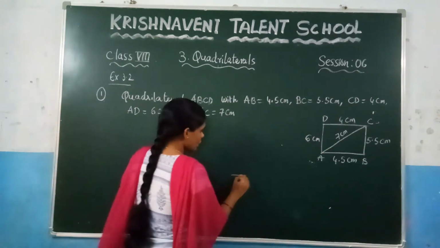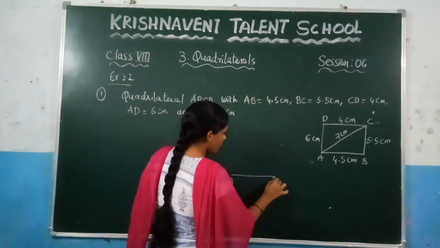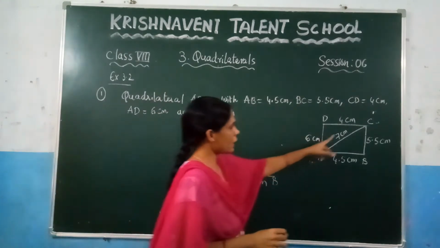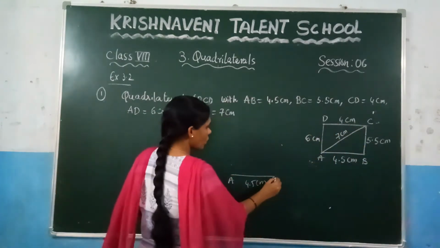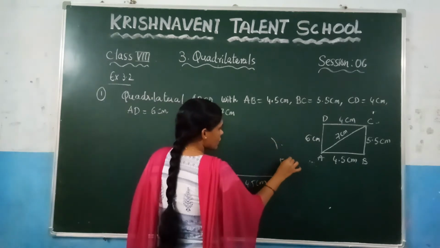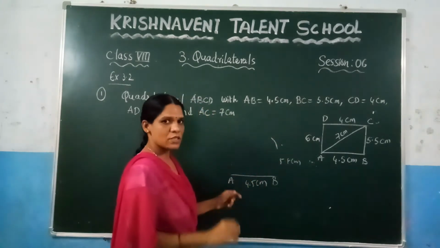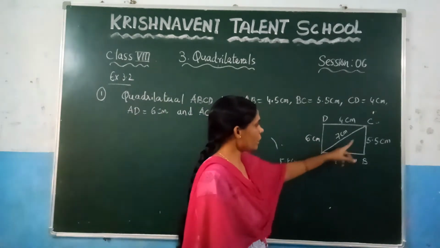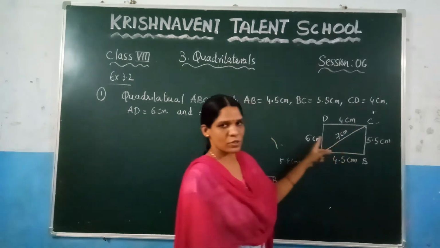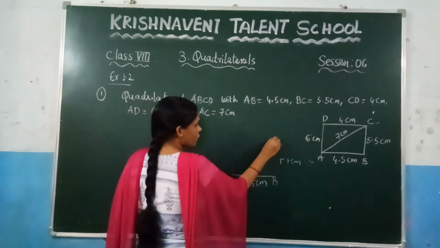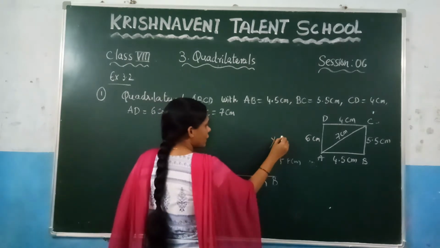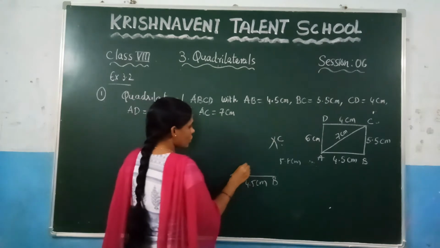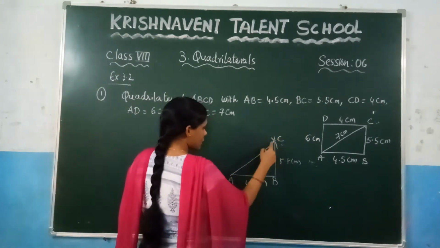So first you need to draw AB of length 4.5 centimeters. And from B you need to make an arc of 5.5 centimeters. At this point, make an arc which is 5.5 centimeters. Since we need to construct the triangle first, at A you need to make an arc of 7 centimeters. So at this point A, make an arc of 7 centimeters. Then you will get one intersection point; name it C, because the vertices are A, B, C, D. Now join AC and BC.